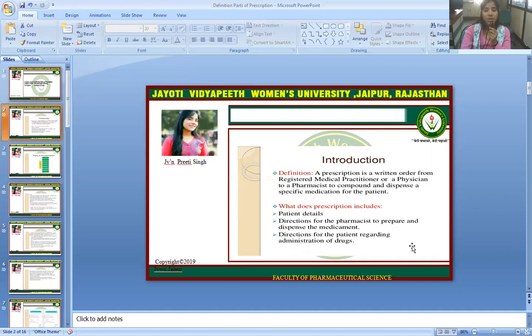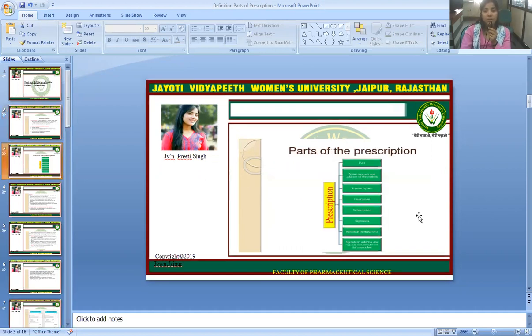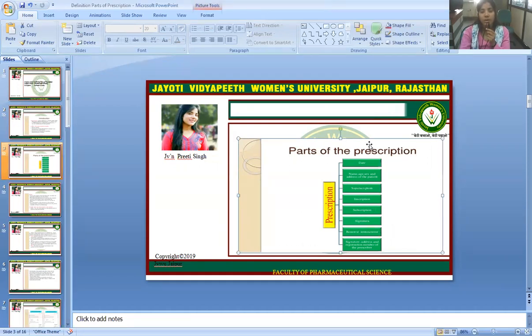What does a prescription include? Patient details, directions for the pharmacist to prepare and dispense the medicament, and directions for the patient regarding administration of the drug. So the parts of a prescription are the date, name and age, superscription, inscription, subscription, and all of these parameters.